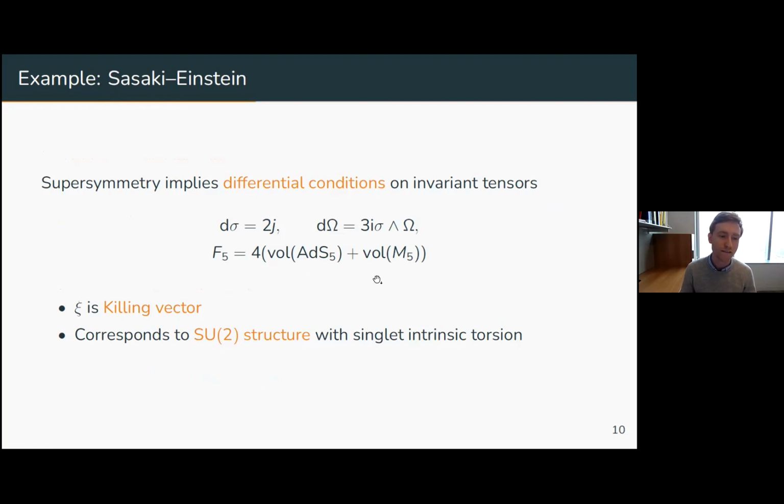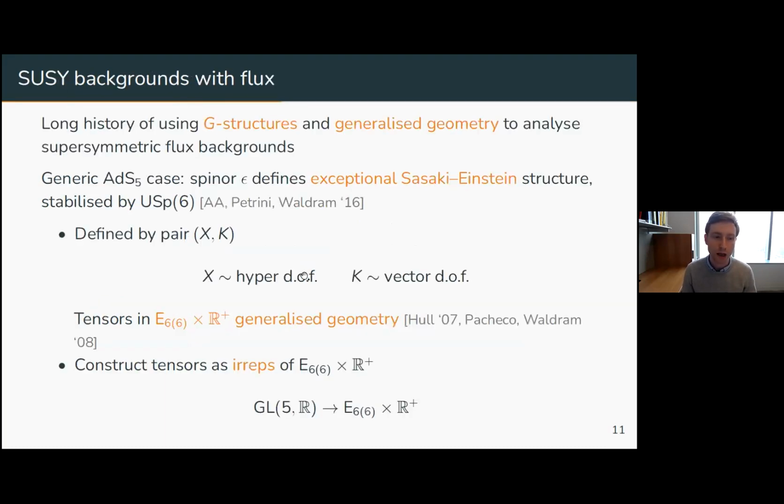sigma, j, and omega, and it also completely determines the 5-form flux for the solution. It also tells you that this vector field xi is a Killing vector, and it generates the U1R symmetry of the background. And geometrically, this just corresponds to an SU2 structure on the internal manifold with singlet torsion. And if you find a set of solutions to this set of conditions, then you know you have a good supersymmetric AdS5 solution.